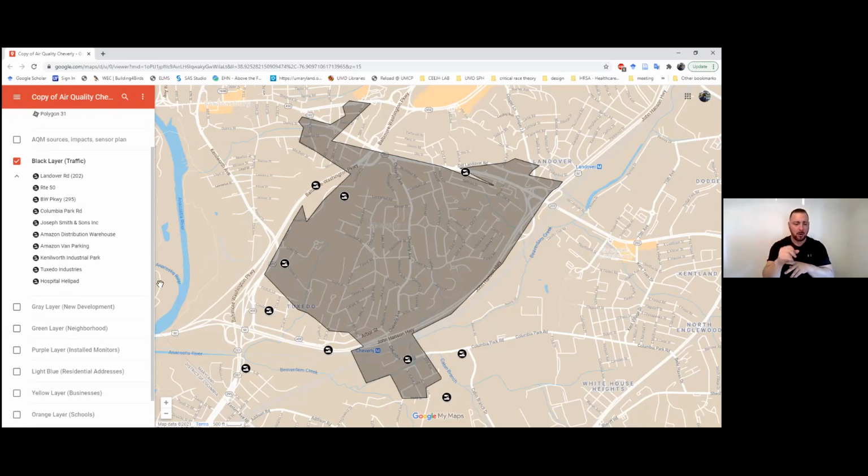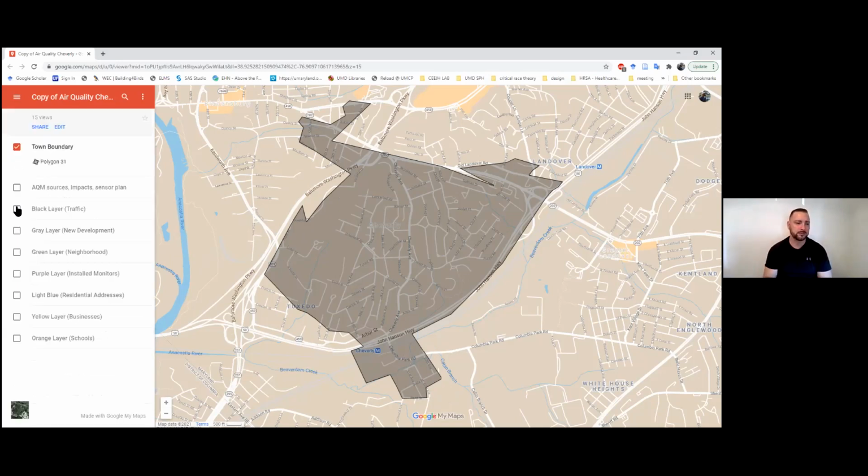We have our next layer, which is a gray layer, which is a new development. This is one that Karen had pointed out to us. Yep, planned new development. Okay, and then we have our green layer, which are different neighborhoods in Cheverly. We have Old World 4, the Cheverly Station Apartments, and South Ward 2.